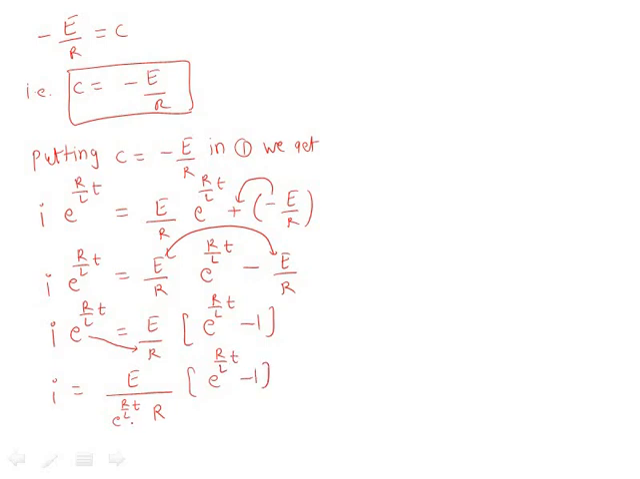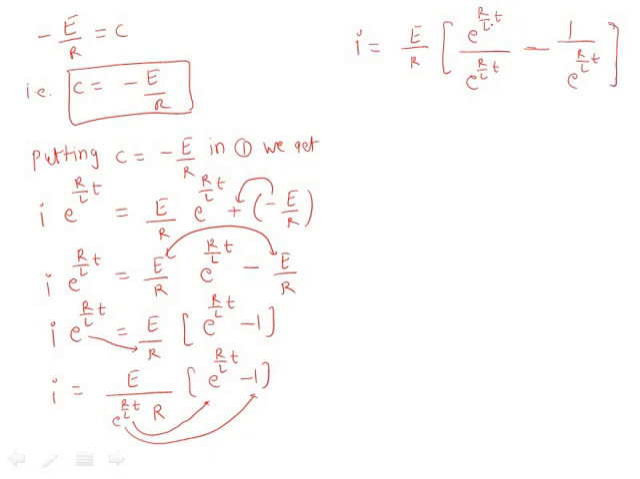Now in the next step, we have to just take this term inside the bracket. Only this term we have to take inside the bracket, so it will go in the denominator of both the terms. So the next step will be like this: I is equal to E upon R, only we are taking that exponential term inside the bracket, so that term will go in the denominator of both the terms, e raised to R by L into T.